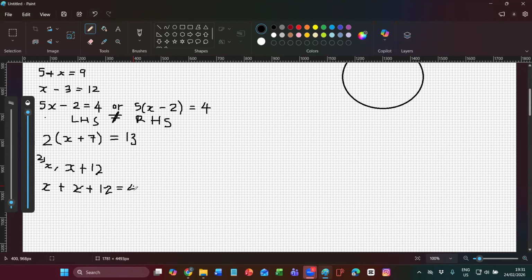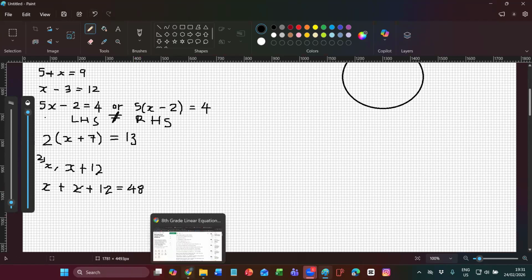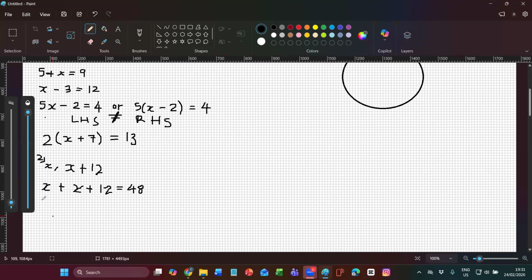It's 48. All right. So the question said we should find the number. So what would you do now? You have the equation spelled out. What would you do? We should add the x together. Exactly. We'll add the x together to form 2x. What do we do next?